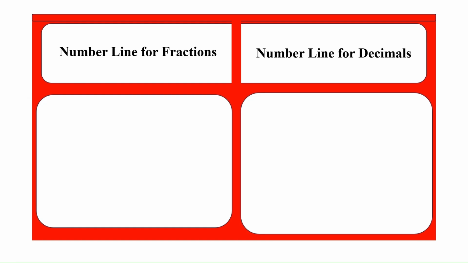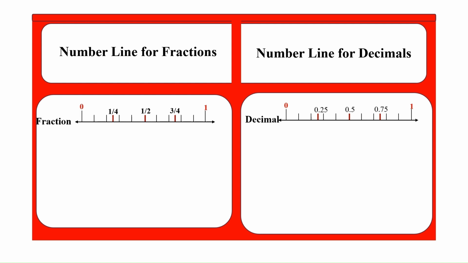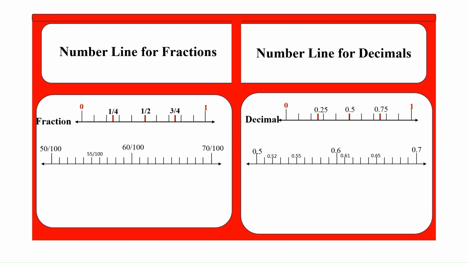Here is a comparative study of the number line for fractions and the number line for decimals. This is for fractions. We have marked from 0 to 1. Half is at 5 divisions after 0 and 1 by 4 is 2.5 divisions from 0. In the same way, 2.5 divisions before 1 is 3 by 4. In the case of decimals, we can mark like this: 0, 0.25, 0.5, 0.75 and 1. Now this is when we are taking from 0 to 1. Instead, if you have a line like this, in fractions we will represent it like this, and in decimals we write it like this: 0.5 to 0.7.